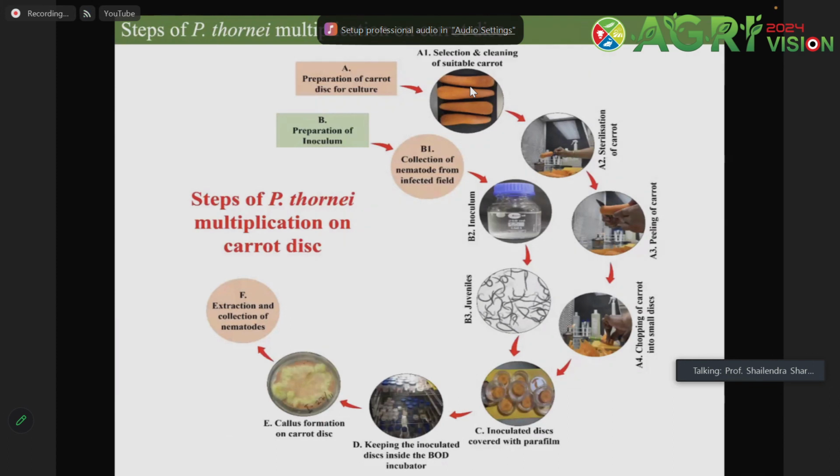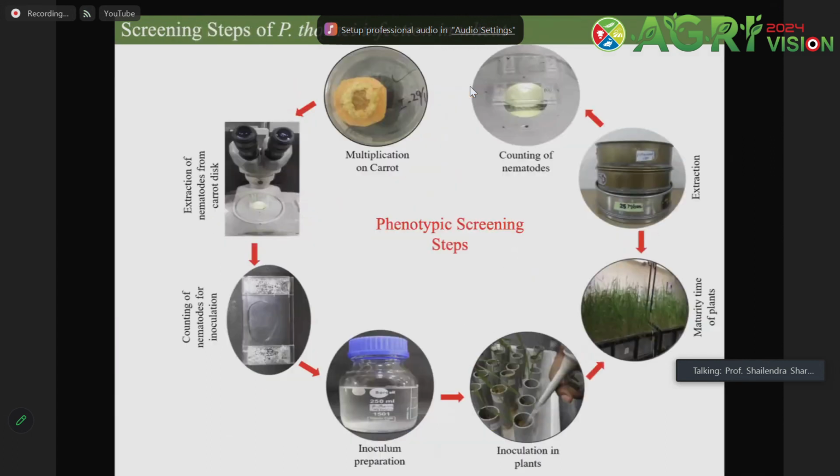Initially we had this collaboration with the IIPR Kanpur, and we faced a lot of problems in multiplying these nematodes. We use carrot disc to multiply the nematodes, but now we are successful. So it takes about 3-4 months to get these nematodes and perform the infection. So this is a carrot callus, and this callus contains lots of nematodes.